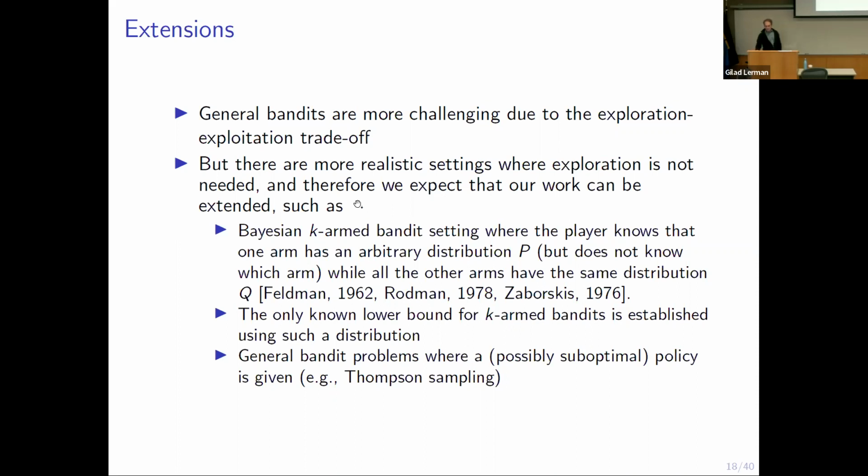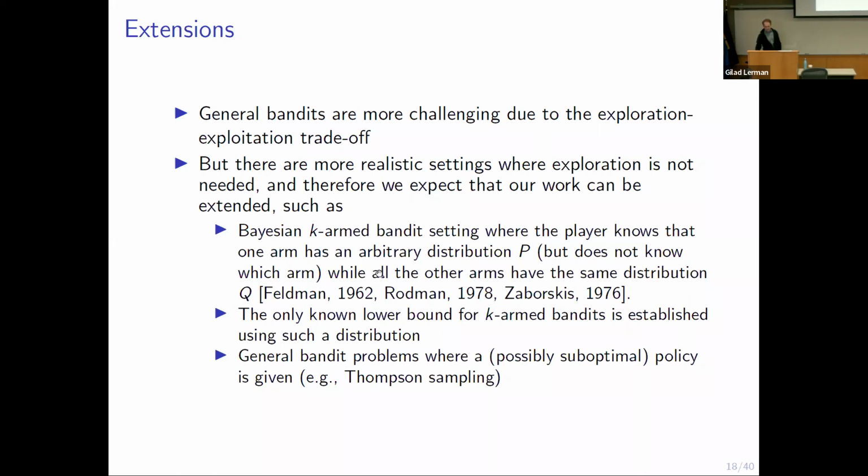General bandits are more challenging, of course, due to the exploration-exploitation trade-off, but there are more realistic settings where exploration is not needed. And so we expect our work to be immediately extended. For example, the literature establishes that in the Bayesian K-arm bandit setting, where the player knows that one arm has an arbitrary distribution P and doesn't know which arm, and all the other arms have the same distribution Q, myopic policies that maximize the posterior probability are optimal.